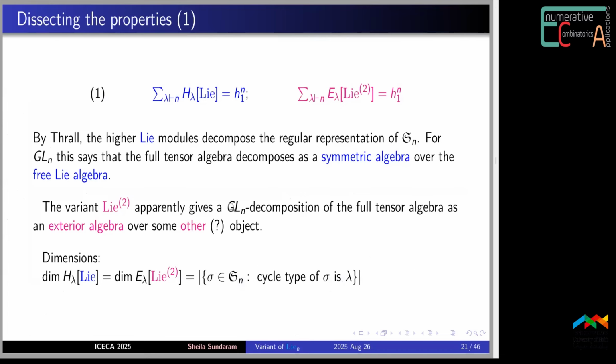All right, so the first one, as I said, for Lie, is just Thrall's theorem. It's the decomposition of the regular representation. But let's look at what it says for GL_N. It says that the full tensor algebra decomposes as a symmetric algebra over the free Lie algebra.